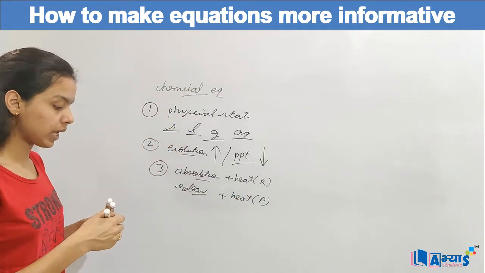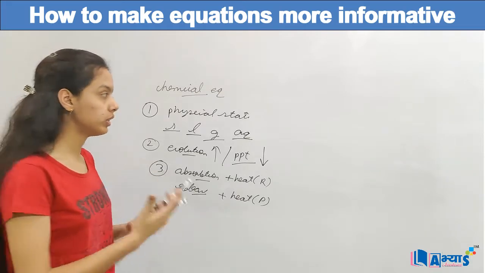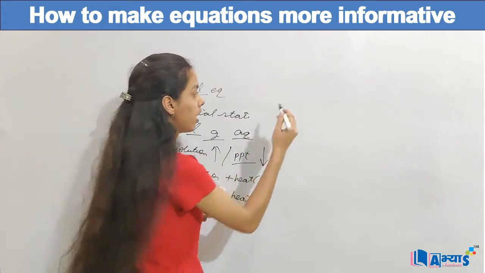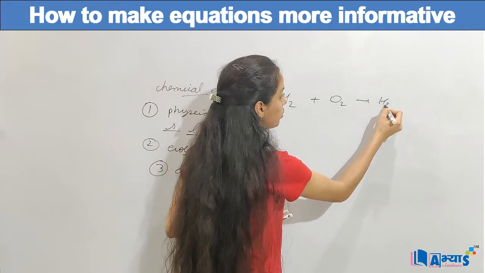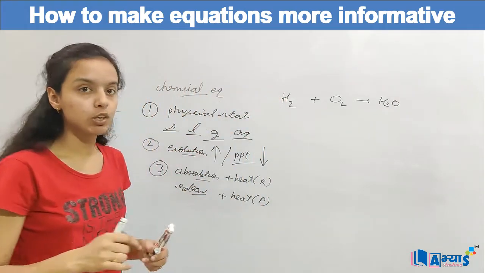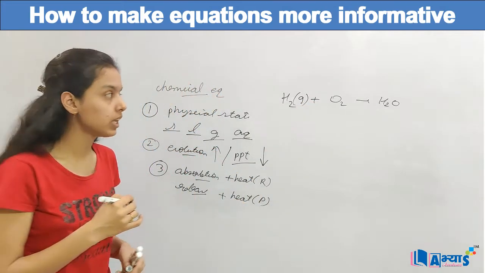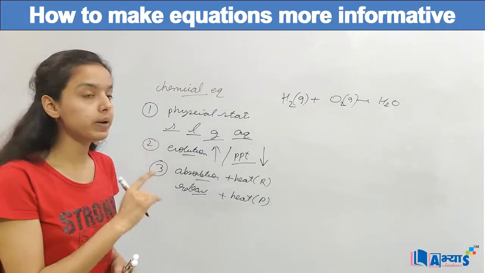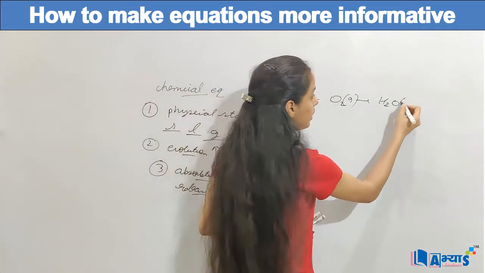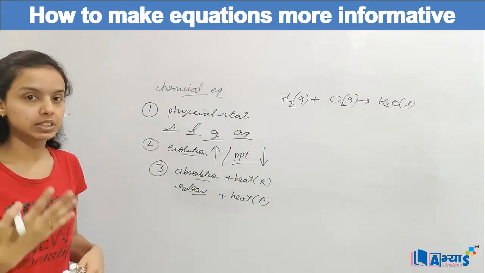Let us take one example. Suppose I have a reaction in which we are making water. In the process of making water, I will add hydrogen and oxygen to produce water. Hydrogen is in the gaseous physical state. Oxygen is also in the gaseous state, but we obtain water, and water is always in the liquid state. So this was one category in which I have mentioned the physical state.